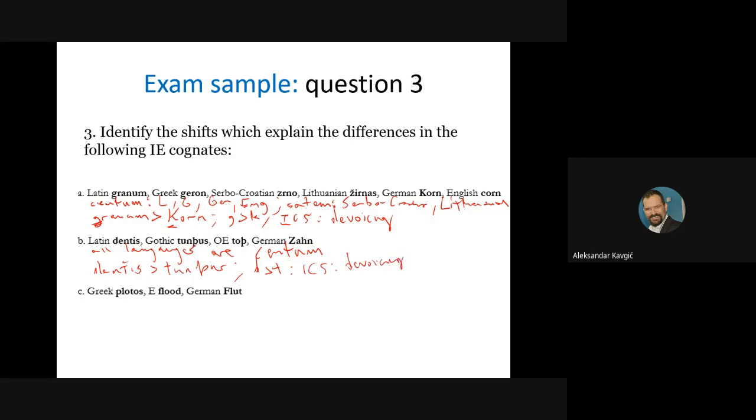But then you have t into th, right? So t into th, what's that? It's again that fricativization. And then you can also notice something else. So for example, you can look at toth, which is Old English, and Zahn.